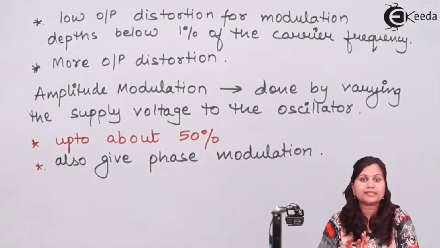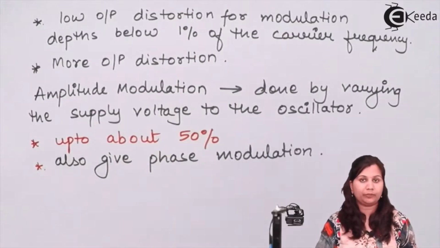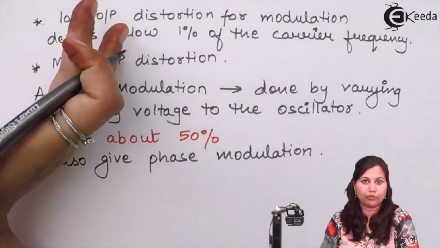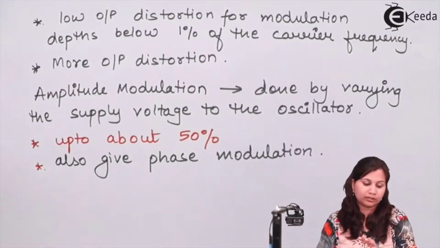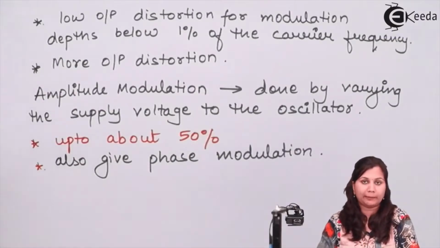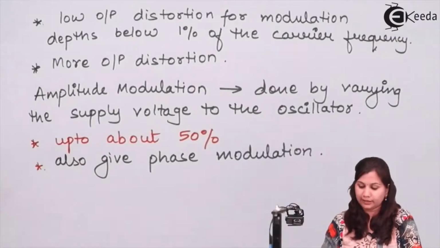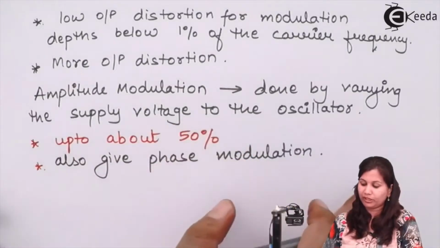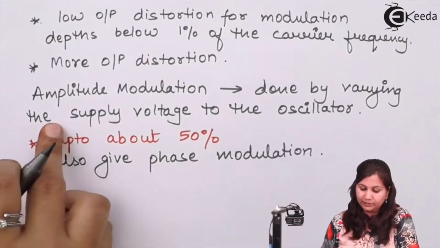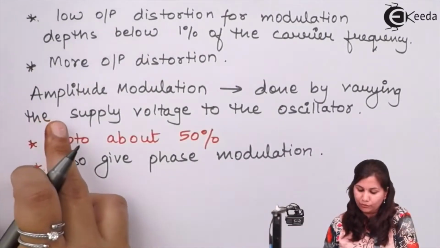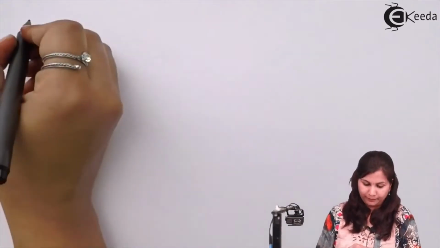So in the signal generator, we are using frequency modulation and amplitude modulation. For frequency modulation, we change the voltage across a variable capacitance diode of the oscillator, and for amplitude modulation, we vary the supply voltage to the oscillator. Now let's see the block diagram of the basic signal generator, where we use these two techniques for frequency and amplitude modulation.